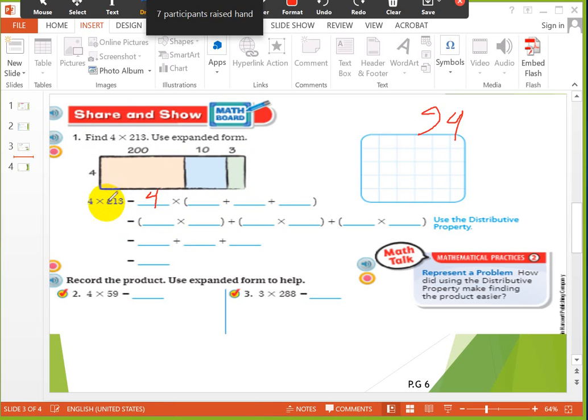So let's write the expanded form. First I will start with the 100 number. Look, I have 2 in 100 number. So the value of this number equals what? Equals 200. 2 multiply 100 equals 200. Thank you, girls. Thank you, Noura. Thank you, Zena. Excellent. Lara, if you have a question, please type it in the chat box. So 2 multiply 100. So it will be 200.